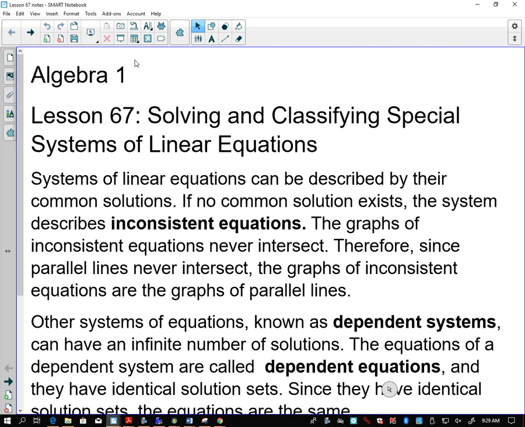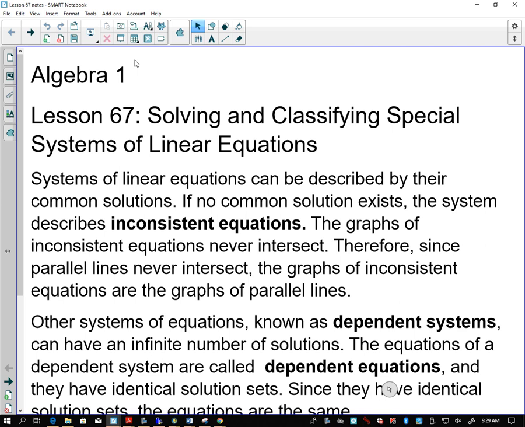Okay, Algebra 1, Lesson 67. We're going to talk about solving and classifying special systems of linear equations. This is something that you do want to get down, that you want to take good notes over, because we hit this really heavy over and over and over again in geometry and Algebra 2.